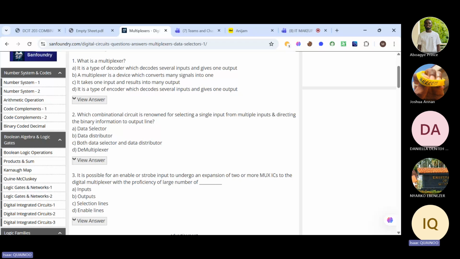So question 3. It is possible for an enable or strobe inputs. I think this was the question I had a problem with yesterday. So it is possible for an enable or strobe inputs to undergo an expansion of 2 or more MUX ICs to the digital multiplexer with a proficiency of large number of, I think the answer to that was inputs.